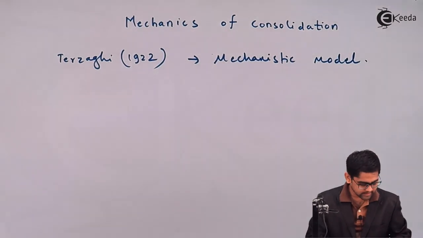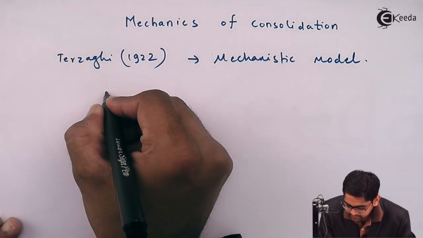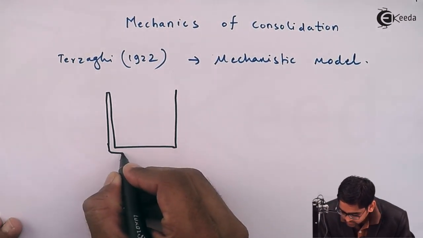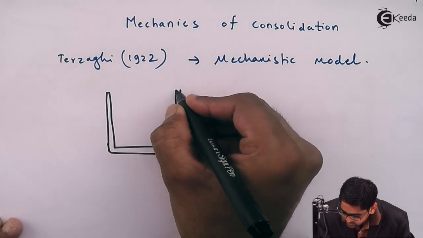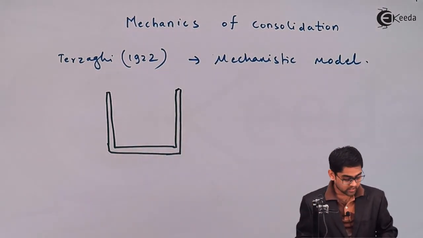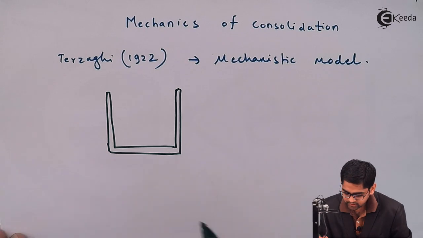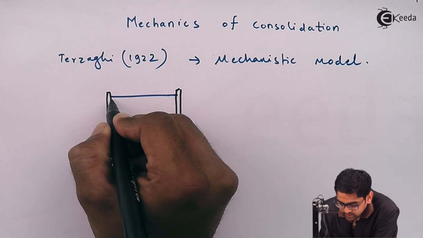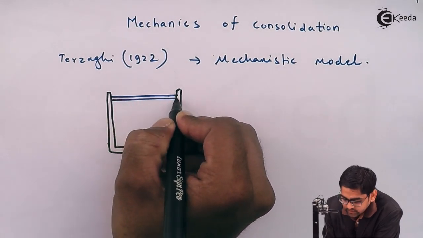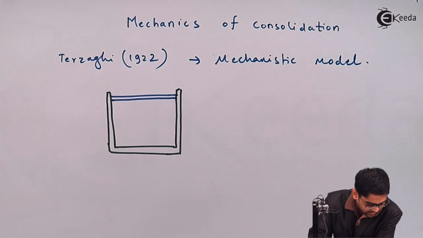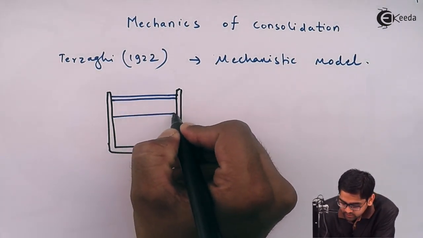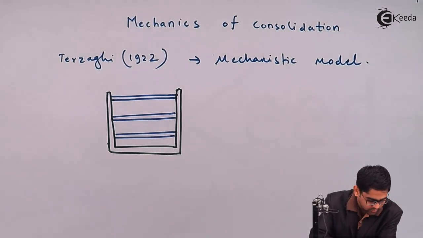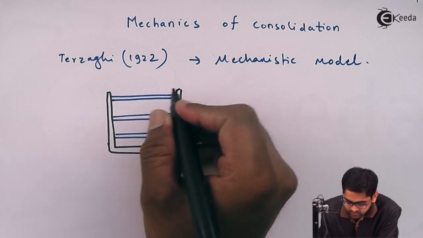As far as this model is concerned, the model consists of a cylindrical vessel, which has rigid boundaries all around, and in that cylinder there is a series of springs placed at different intervals. So this is the first wooden platform, let's consider, and in between consecutive wooden platforms the spring is placed. So this wooden platform will serve like a piston.